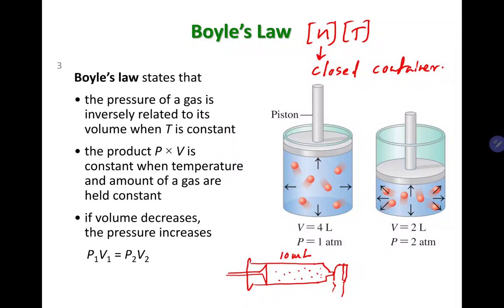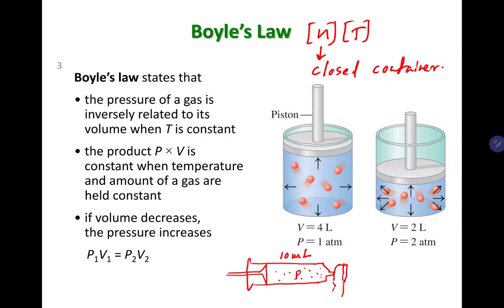Okay, so in this syringe you have, let's say, 10 milliliters of gas, and of course it is a closed container, and we are not changing the temperature, so we can say that it is the same temperature. So temperature is a constant. So in this syringe you have 10 milliliters of gas at, let's say, atmospheric pressure, because we didn't apply any pressure to it, right?